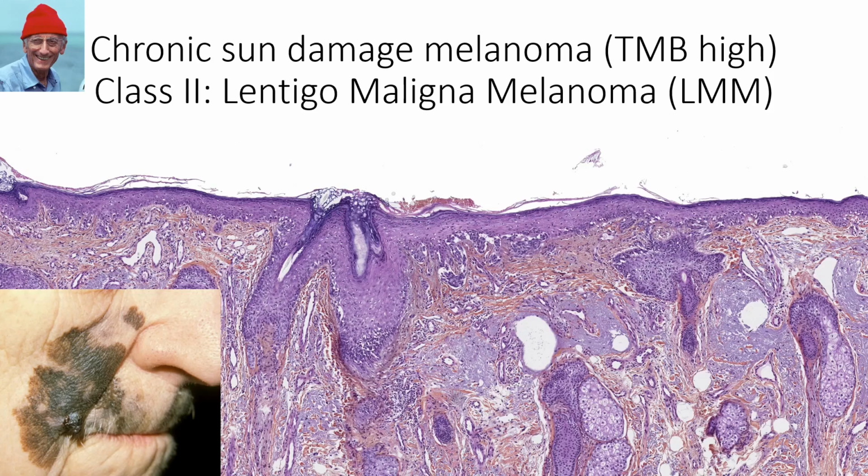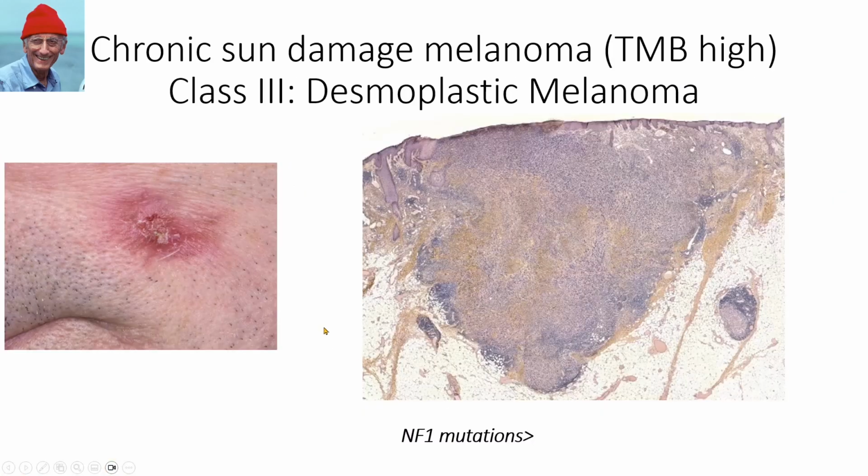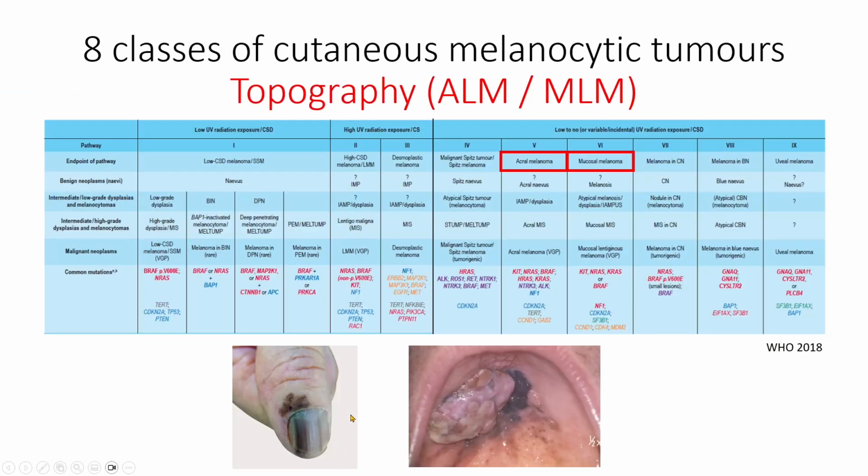Usually the prototype is lentigo maligna melanoma. These arise in areas with chronic sun damage. We have mainly a lentiginous junctional component with extension to the hair follicles, and these are large and slow growing lesions that can eventually become nodular. Also under chronic sun damage is the very rare desmoplastic melanoma. These usually are unpigmented, very difficult to suspect from the clinical presentation, and genetically they can have NF1 mutations.